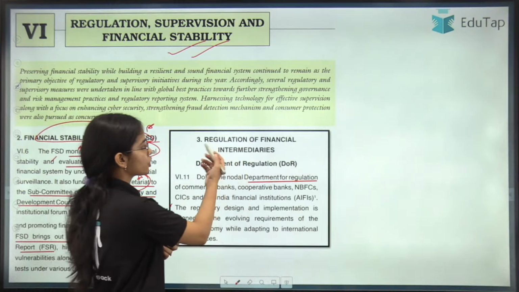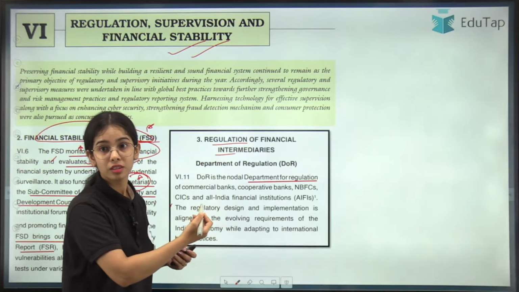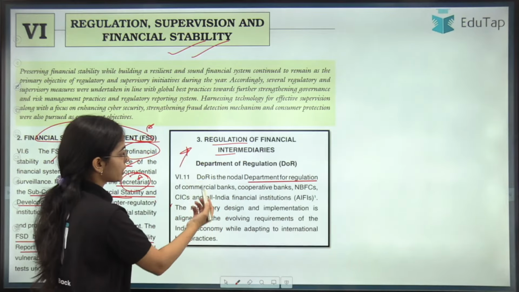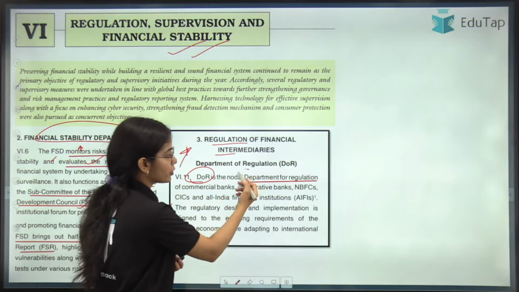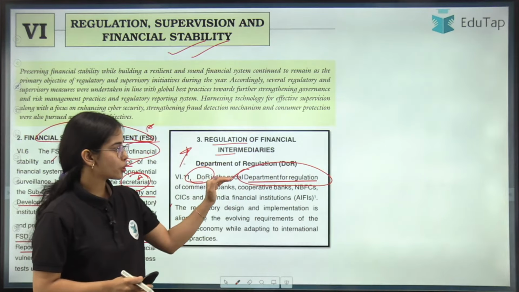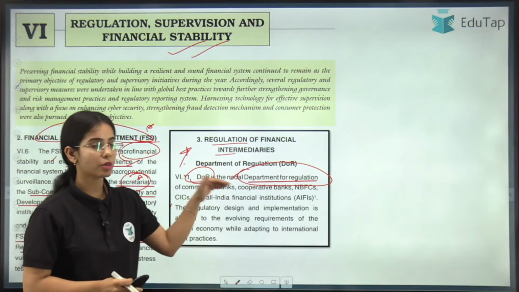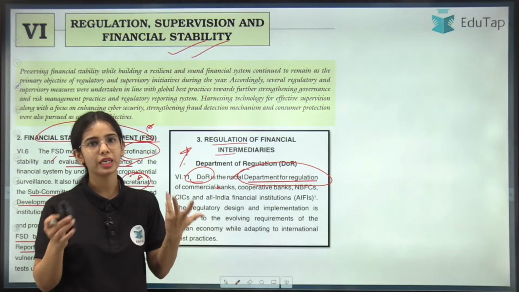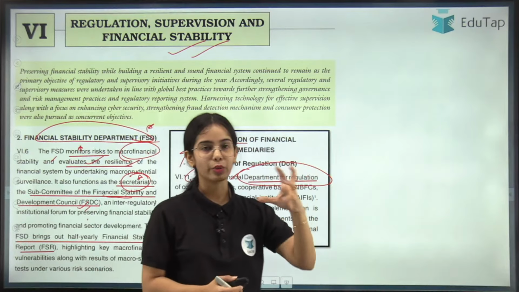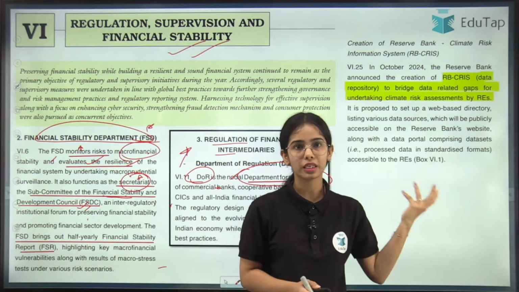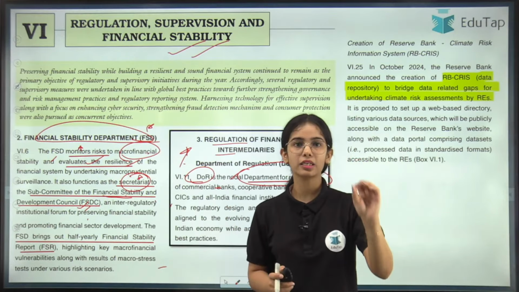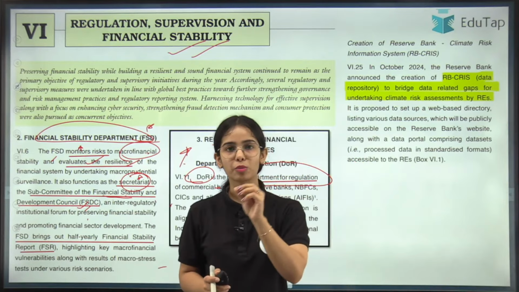Now, regulation of financial intermediaries. The Department of Regulation is the nodal department for regulation of commercial banks, or regulating the regulated entities. Basically, the Department of Regulation regulates the regulated entities. Now, it has released certain rules. First of all, the Department of Regulation has created the Reserve Bank Climate Risk Information System.